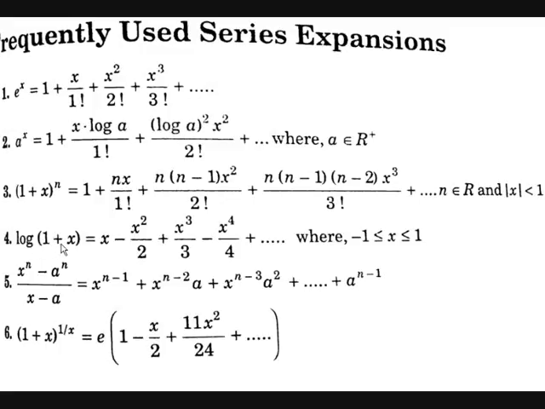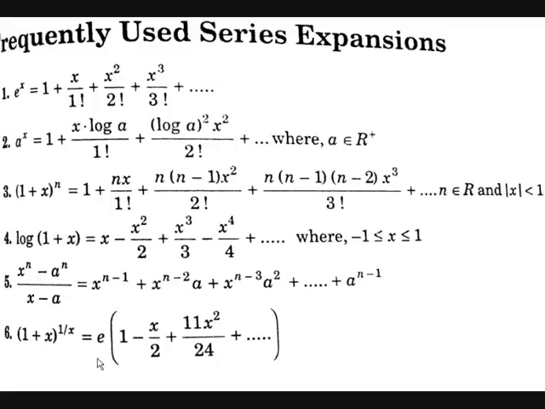Our fourth expansion is log 1 plus x. The log of 1 plus x is equal to x minus x square by 2 plus x cube by 3 minus x power 4 by 4 and so on, where minus 1 is less than x less than or equal to 1, meaning x is between minus 1 and 1. The fifth expansion is x power n minus a power n by x minus a, which is equal to x power n minus 1 plus x power n minus 2 into a plus x power n minus 3 into a square and so on until a power n minus 1.